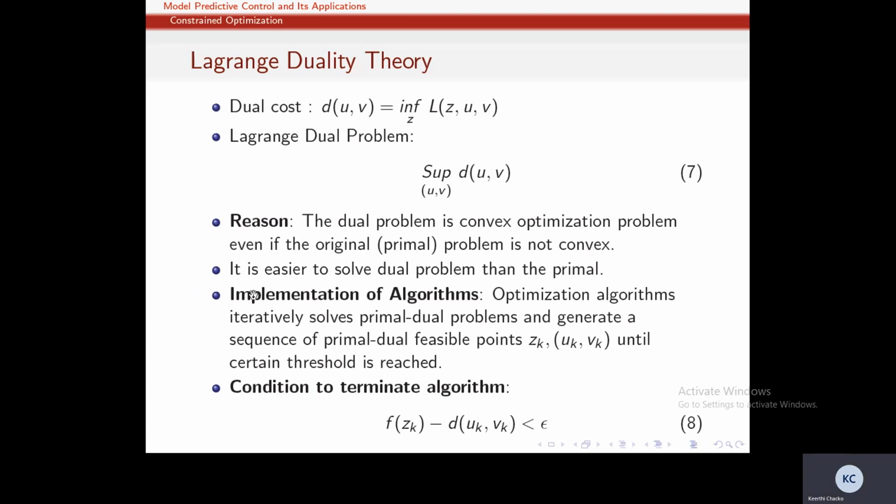Now we will see how the algorithms are implemented in Lagrange duality theory. The optimization algorithm iteratively solves the primal and dual problem and generates a sequence of primal-dual feasible points Z_k, U_k, V_k, until a certain threshold is reached. The threshold is epsilon. We will iteratively solve this condition, and when this condition is satisfied, we will terminate the algorithm. We will substitute different values of Z_k and U_k, V_k into the primal function and dual function, that is, the primal cost and dual cost, and then find the difference. If it is below the threshold, we will stop the algorithm. That is how the optimization algorithms are iteratively solved to find the optimal feasible points.